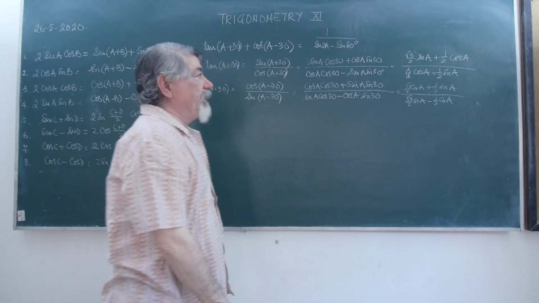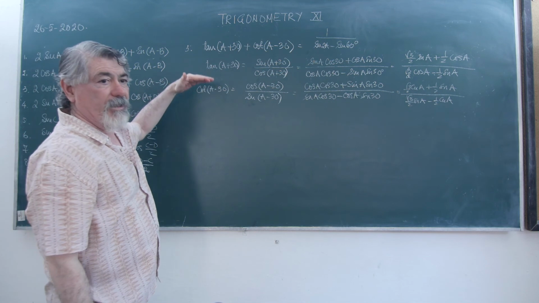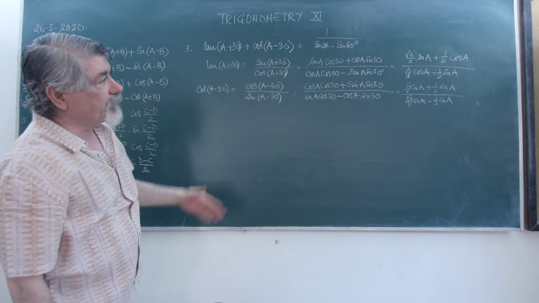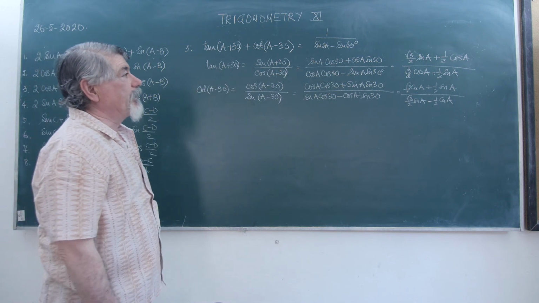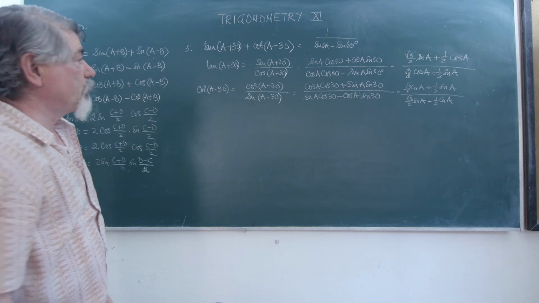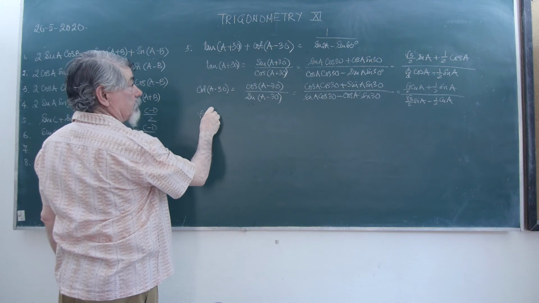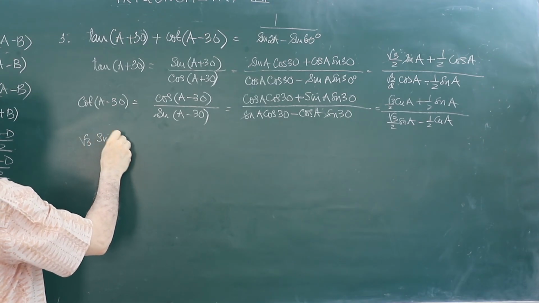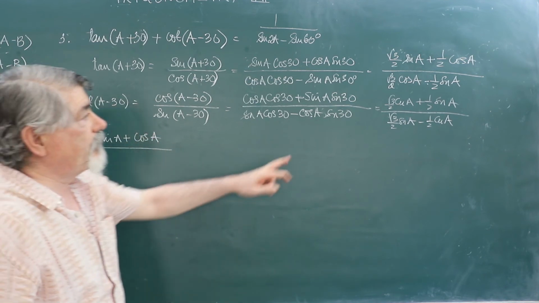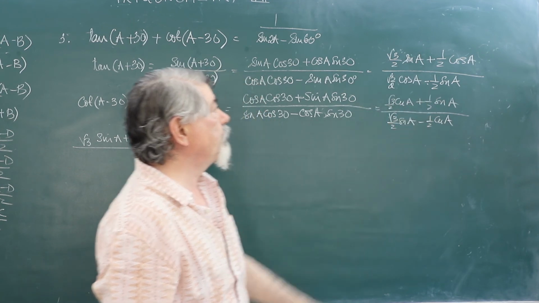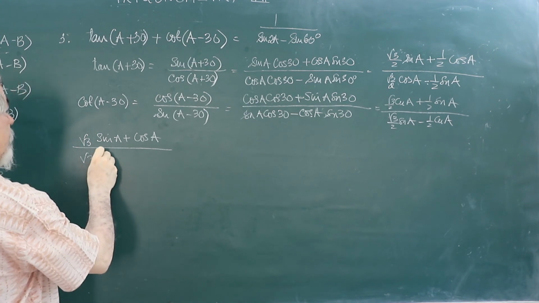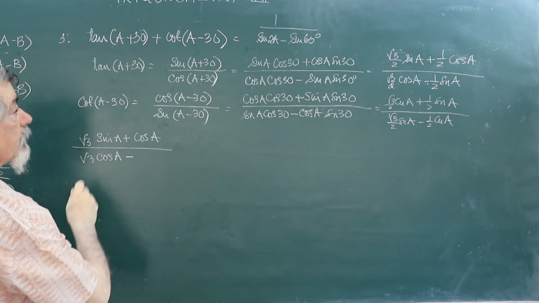We have to add this plus this, tan A plus 30 plus cot A minus 30. So what is this? Now let us see. We can take 2 LCM in the last one and it will become root 3 sin A plus cos A, because you have taken 2 LCM here and 2 LCM here, so they will cancel from denominator to numerator. You will get root 3 cos A minus sin A.